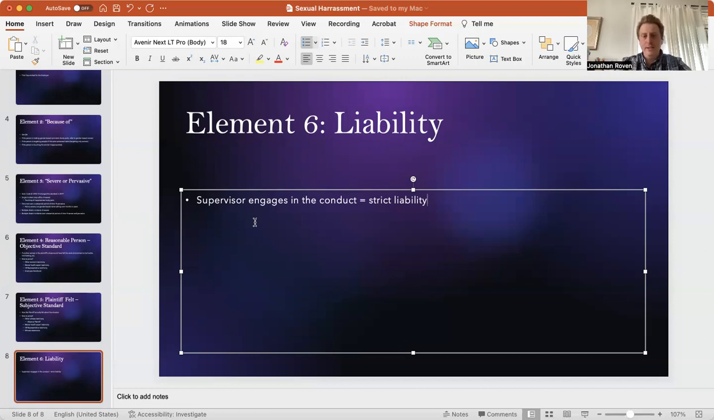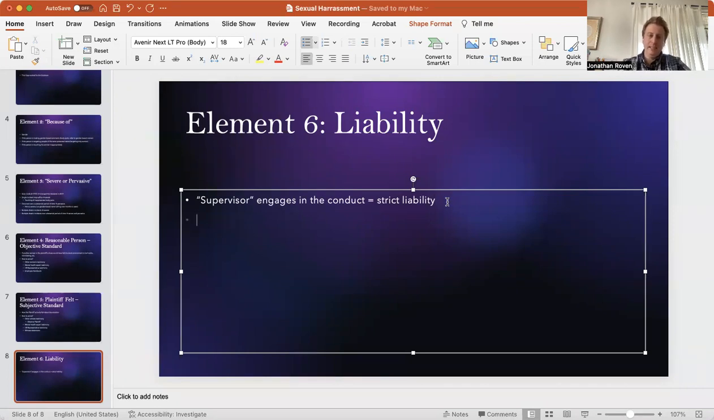So defense attorneys, insurance companies, employers, they really, really, really want to stay away from a supervisor. So what they will say is, no, this person was actually not a supervisor. They were just a low on the totem pole worker. And we will get into that more specifically.